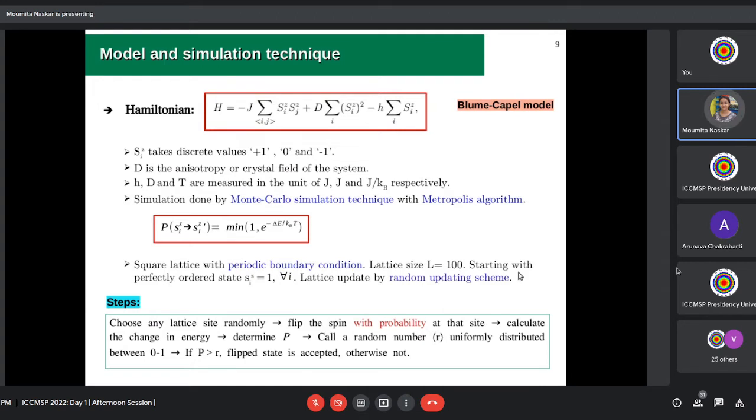Initially, we started the simulation by considering the system in a perfectly ordered state. That means all the spins are plus 1. Now, after applying a negative field to that lattice, we have updated the lattice by a random updating scheme using this Metropolis transition probability. And the updating process, or the algorithm, is here in detail.